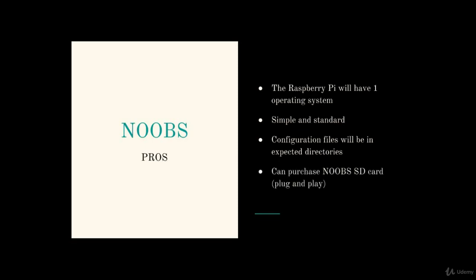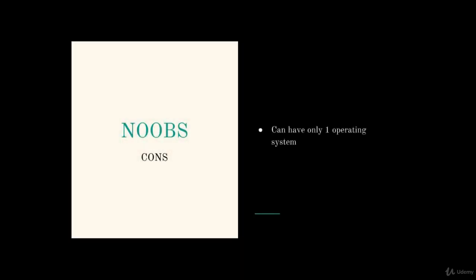And if you don't want to go through all the steps that need to be done in order to install with NOOBS, such as downloading the SD card formatter, things like that, you can buy a NOOBS SD card already pre-installed. You just pop it into your Raspberry Pi and you're ready to go. As far as cons, there's really only one. And the one is that you're stuck with one operating system.